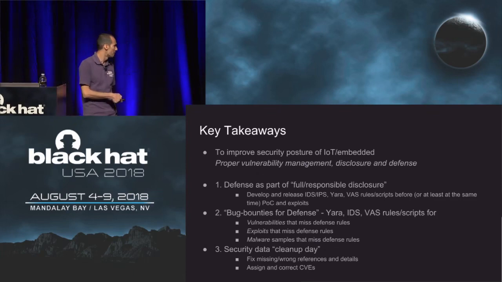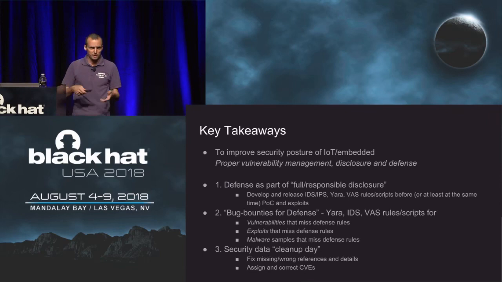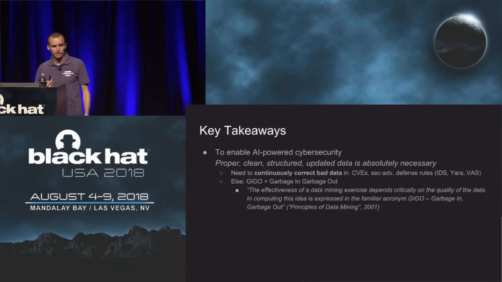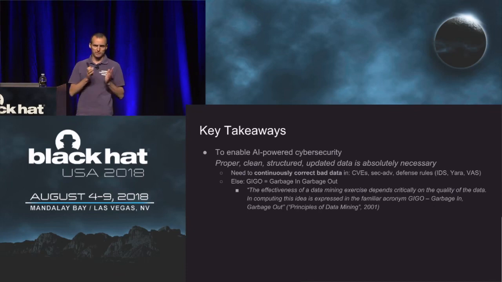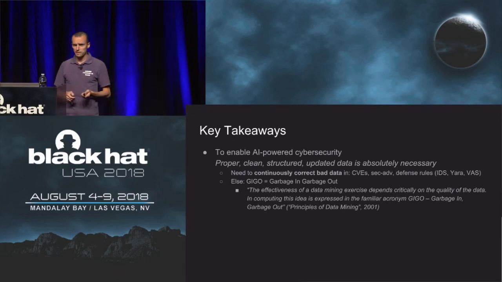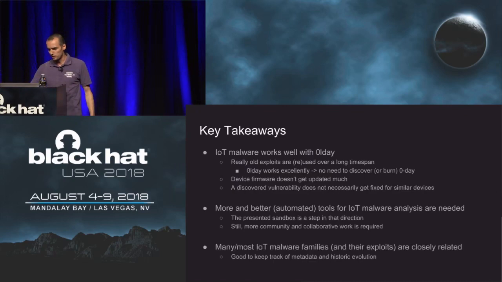And maybe also, as a community, we can do security data cleanup day challenges where we go over these sources of information, Exploit DB, CVE, Emerging Threats, and keep updating and cleaning up the data. This leads to the key takeaway that in order to enable AI-powered cybersecurity, which everybody wants, proper, clean, structured, updated data is absolutely necessary. Otherwise, we run into what is commonly known as the GIGO effect: garbage in, garbage out. You cannot have proper AI cybersecurity for IoT malware or whatever when your data is so confusing, incorrect, or missing key information.